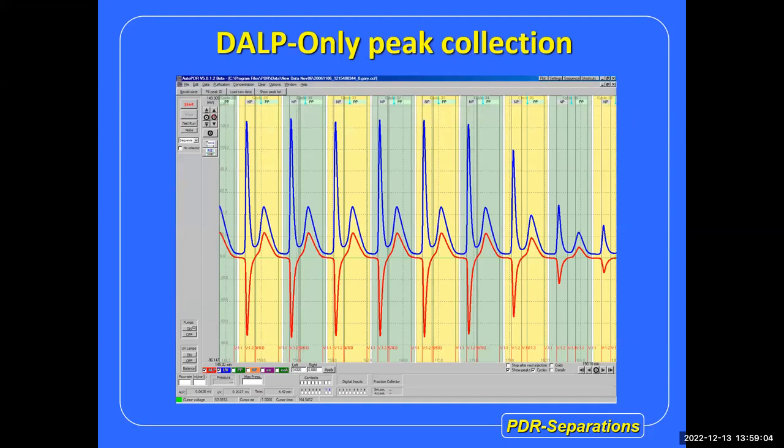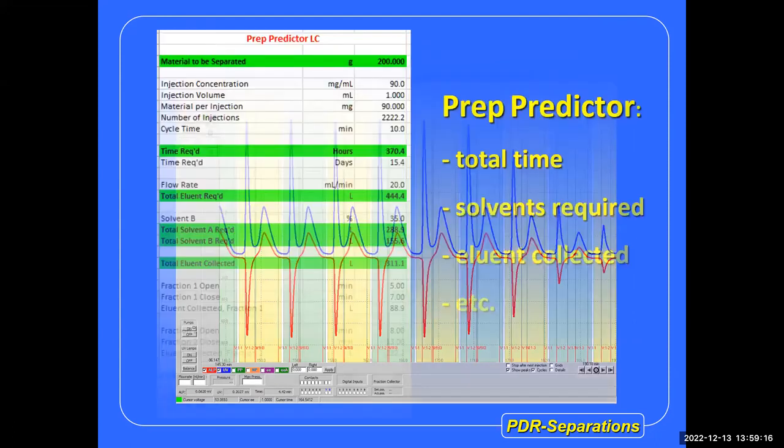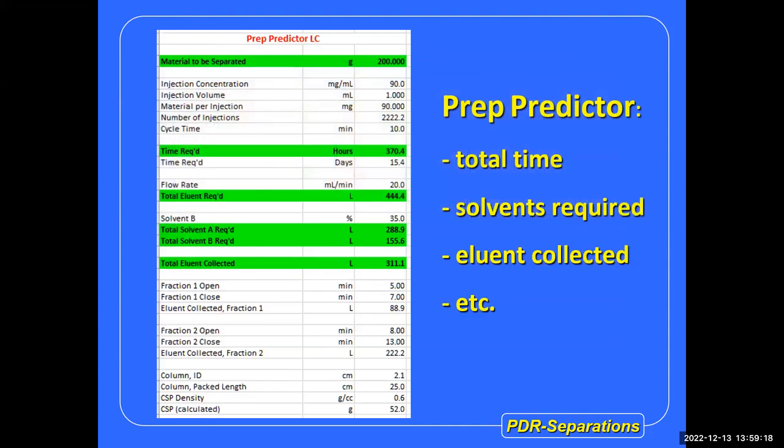This is my idea of how a purification method should be running, which means almost none of the time are you putting solvent in the waste. You're collecting enantiomers all the time. This is how we decide which method is the best. We call it the prep predictor. This is available free on our website. It'll tell you the total time, the solvent required, eluent collected, etc. Quite frankly, the biggest separation is not always the best method to run. We use these pragmatic techniques in order to pick the right method.